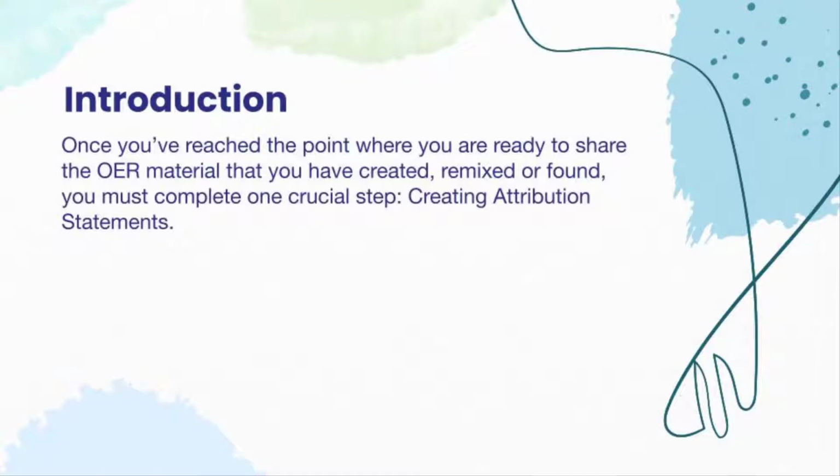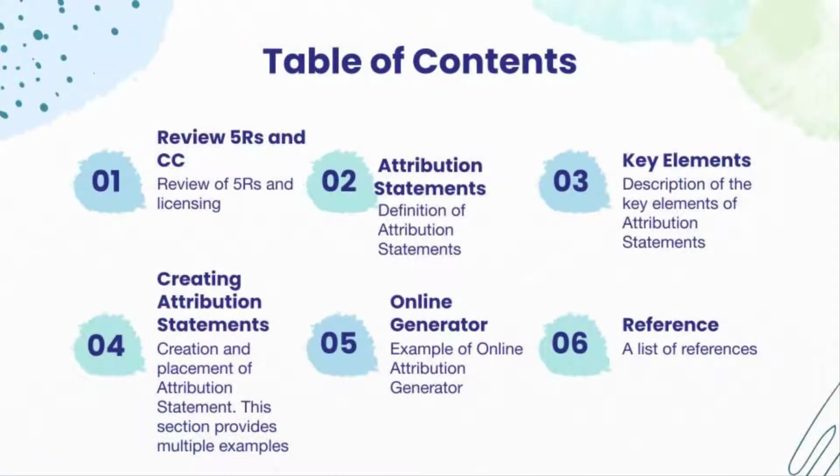Once you've reached the point where you are ready to share the OER material that you have created, remixed, or found, you must complete one crucial step, creating attribution statements. This video will review the 5 R's and Creative Commons licensing, attribution statements and how they are defined, key elements, creation and placement of attribution statements, an example of an online generator, as well as references you can turn to.